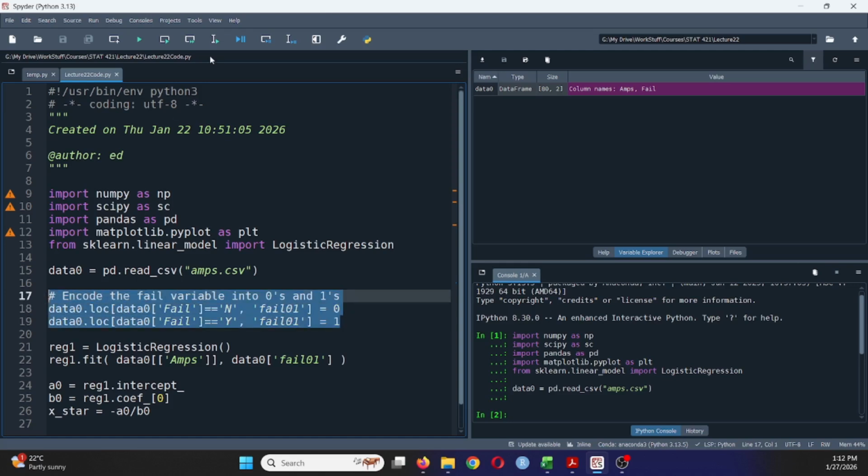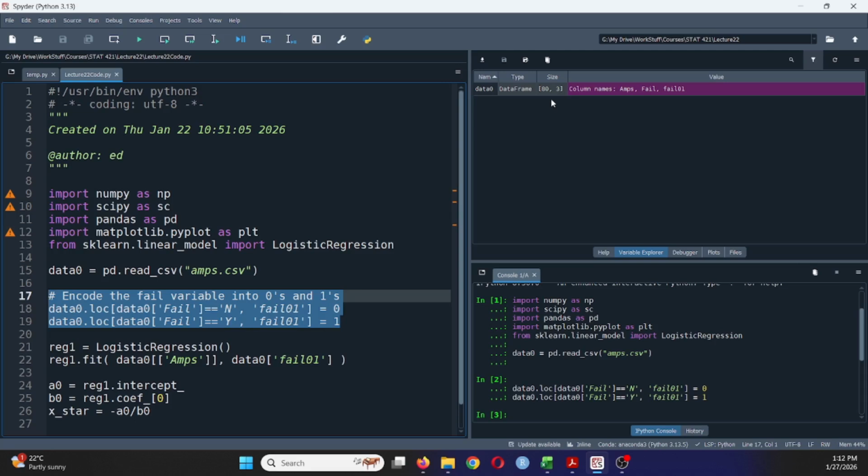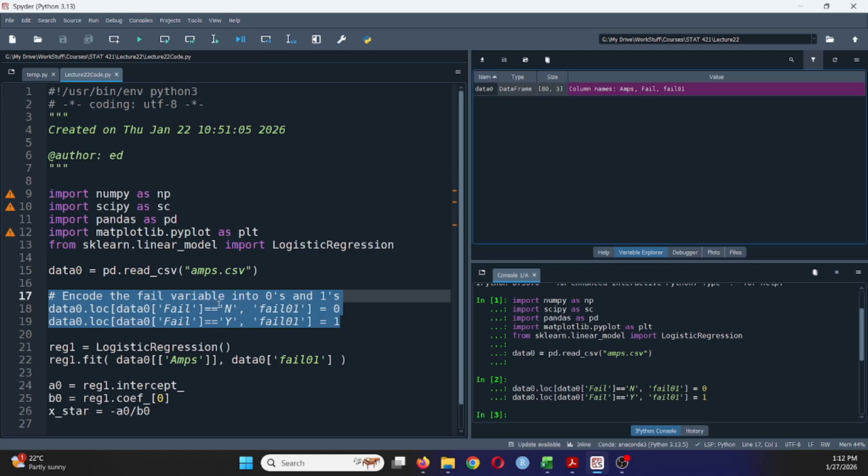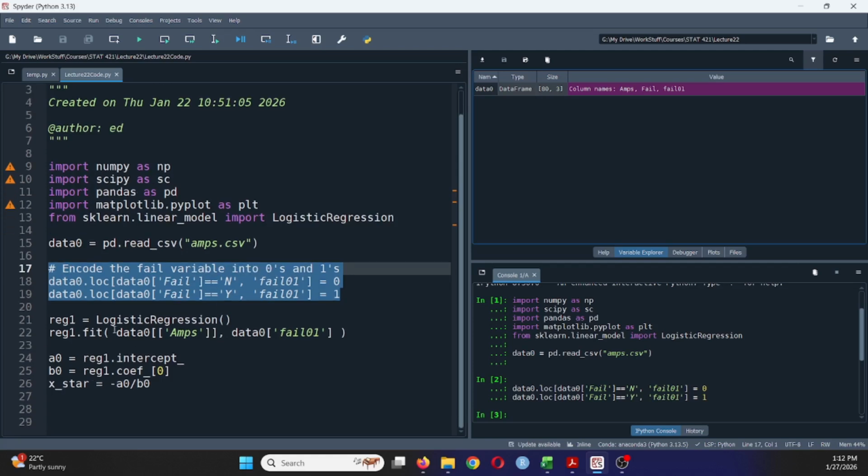So let's run this, look at it, make sure we get it, we understand it. So notice whenever there's an N, it's a 0. Whenever there's a Y, there's a 1. Okay, and you could code this either way, whatever one makes more sense to you. Okay, so this is pretty easy now.